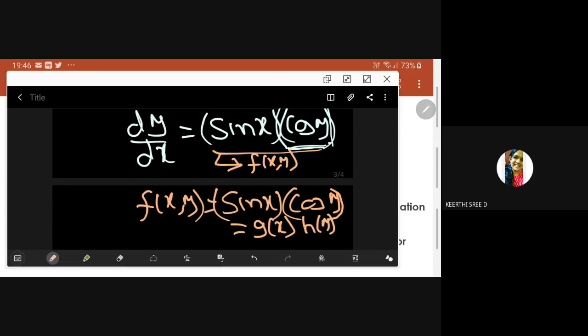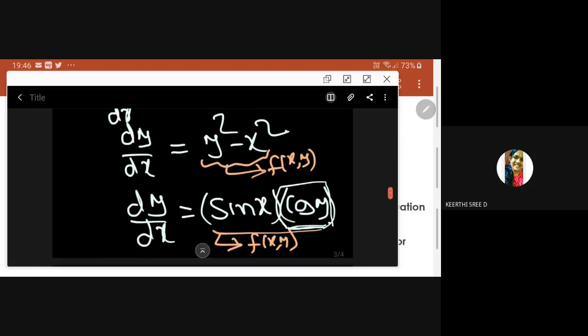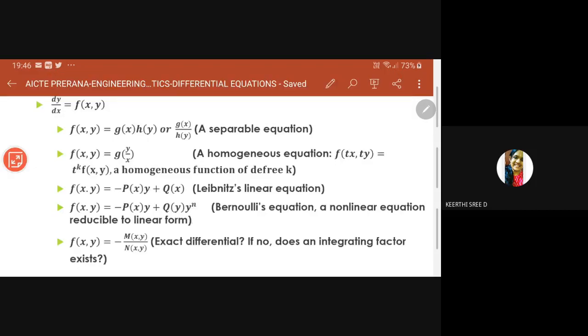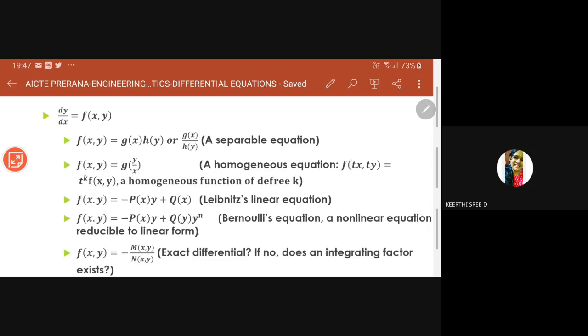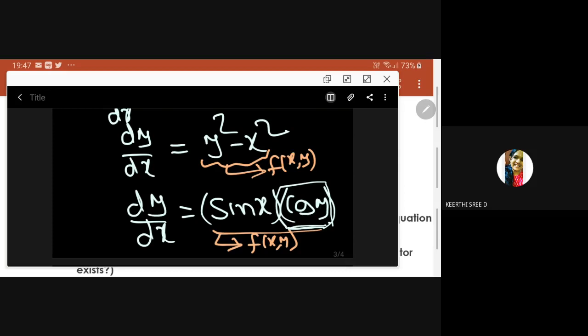On the other hand, this you cannot view like that. Y square minus x square, you cannot write as a product of something involving only x and the other thing involving only y. So that is the case I'm talking about, the first one. So either g of x into h of y or g of x by h of y. In such a case, dy by dx is equal to f of x y is called a separable equation.